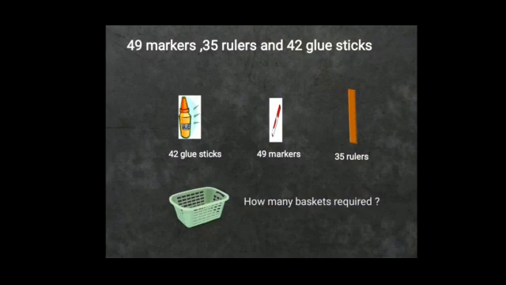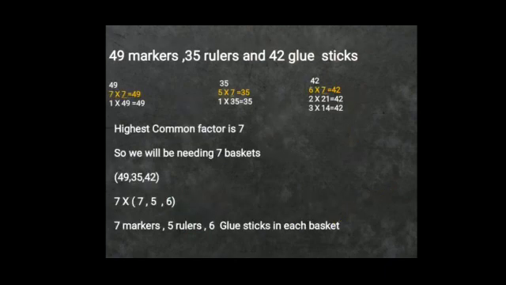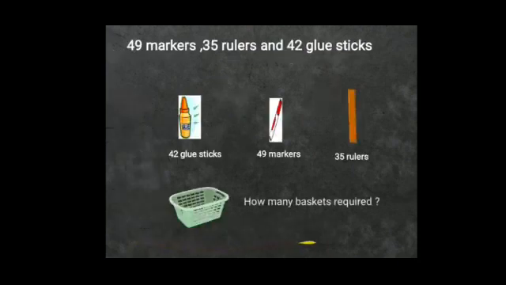Again here we'll find out the HCF of 49, 35 and 42. On finding the highest common factor of 49, 35 and 42, we get 7 as the answer. So we will be needing 7 baskets. So in 7 baskets, each basket will have 7 markers, 5 rulers and 6 glue sticks each.